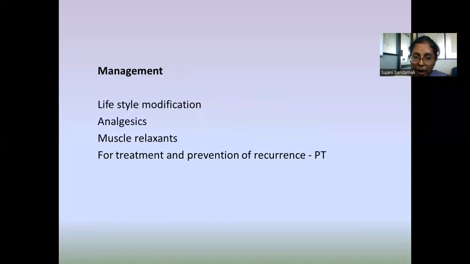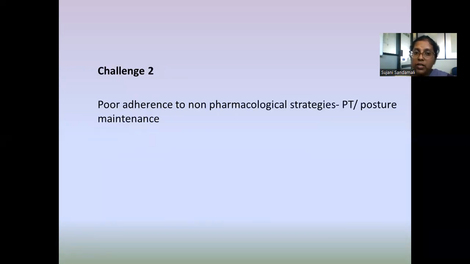So what would be the management? The mainstay of management would be you have to advise specific lifestyle modification, like posture maintenance and using a comfortable chair with correct seated posture maintenance, then adequate analgesics, muscle relaxants, including benzodiazepines and sometimes baclofen, and for prevention of further recurrence and for the treatment, better to advise physiotherapy as well.